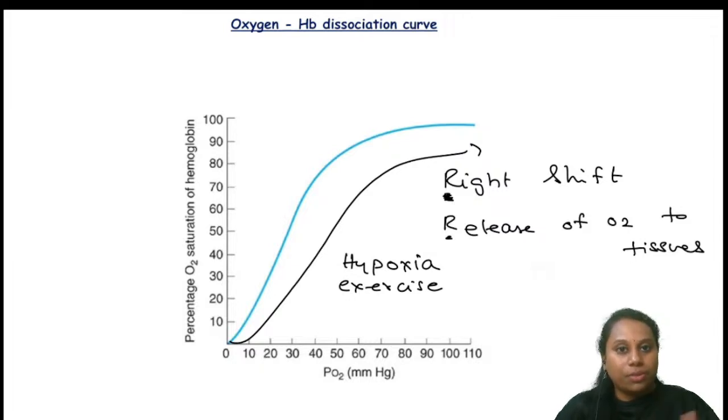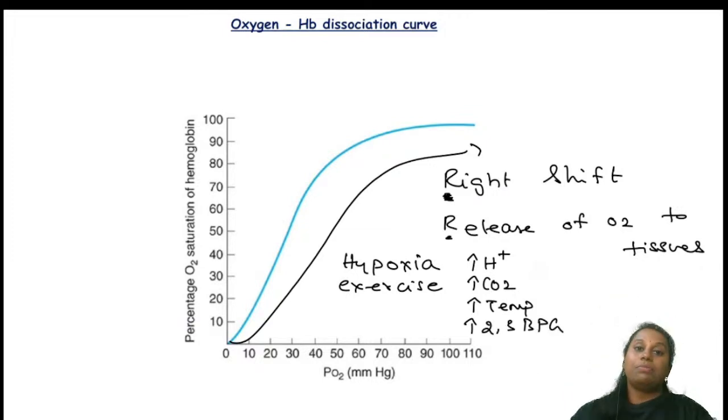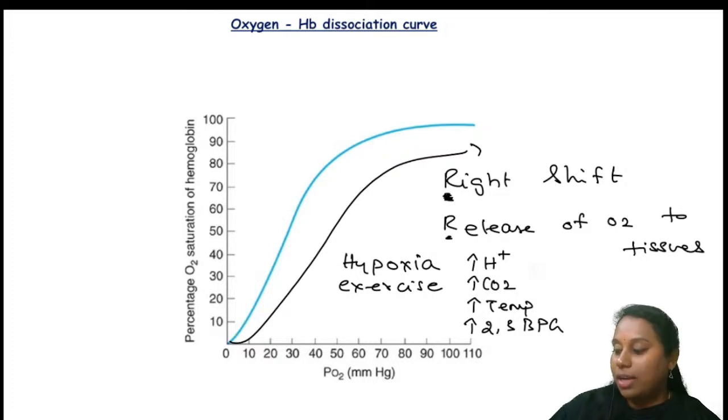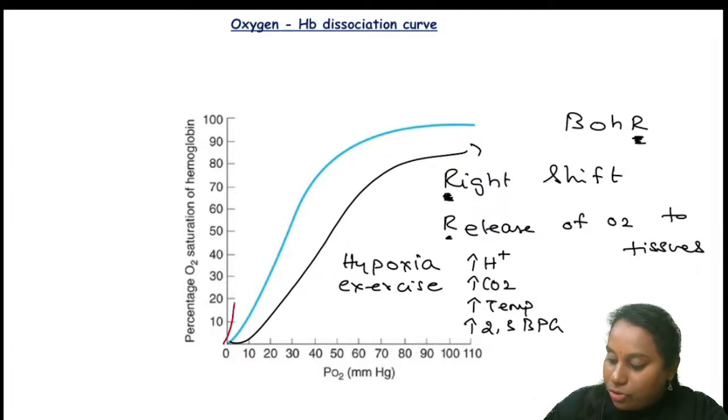Right means something good, something positive. So we will put all positive factors: increase in H plus, increase in CO2, increase in temperature, and increase in 2,3-BPG, 2,3-bisphosphoglycerate. This is an intermediate product of glycolysis. Increase in H plus, CO2, temperature, or 2,3-BPG can all cause a right shift of the curve. So these are the factors which cause a right shift of the curve. And this right shift is called the Bohr effect. R for Bohr effect, R for right shift, R for release of oxygen to tissue.